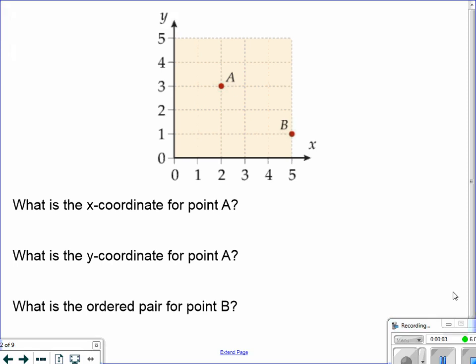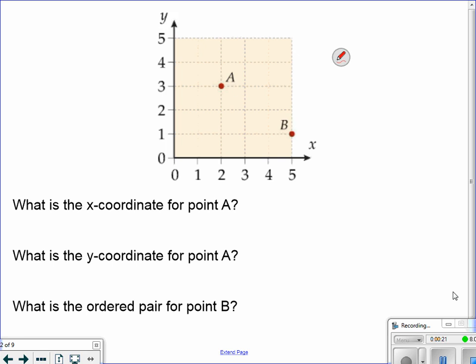All right, today we're going to be talking about using graphs to represent relationships. So starting off looking at this slide here, we've got a graph. We've got a point A on there and a point B. First question is, what is the x-coordinate for A?